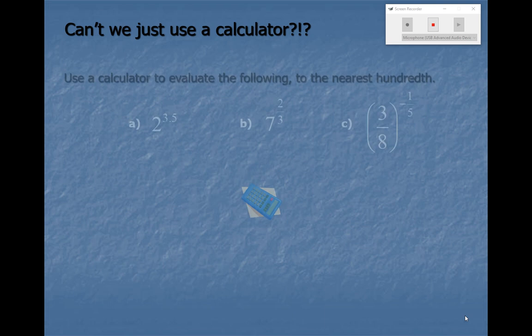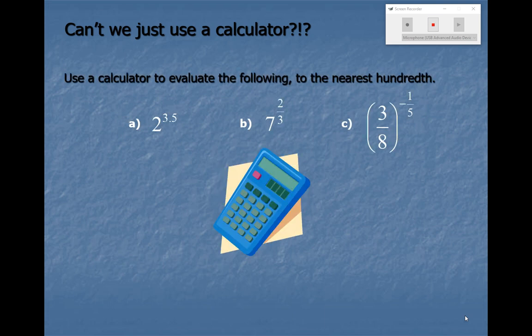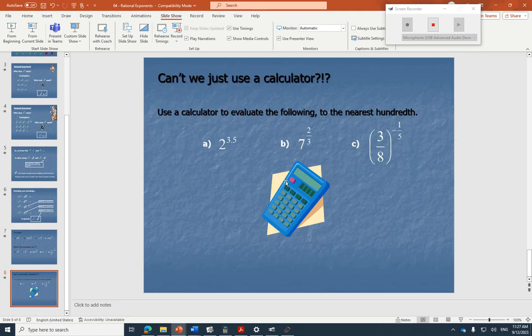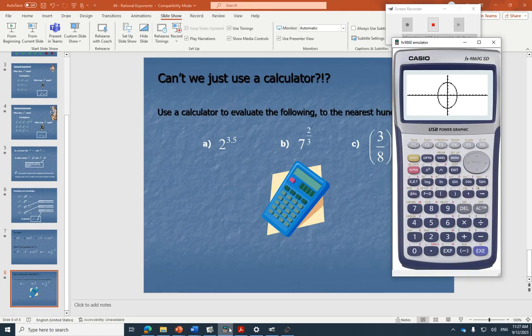Can't we just use a calculator? The answer is sometimes. Sometimes you can just get these answers by pounding them into the calculator. So let's try that to make sure you know how to put these in your calculator. Your calculator is very wise. It can handle these messes even if they're too much for us. I'm just going to get my calculator and do these questions. 2 to the 3.5.